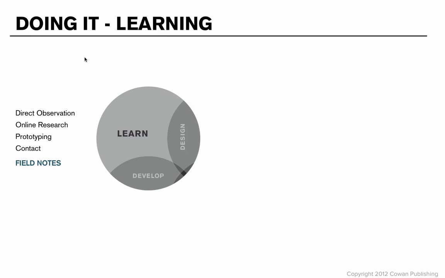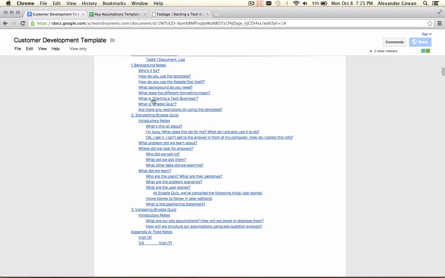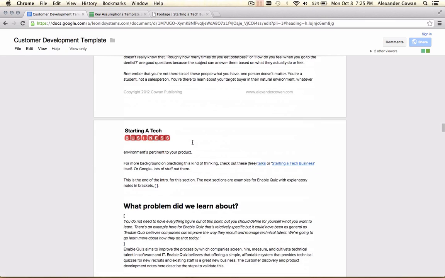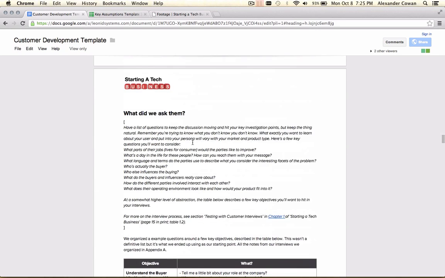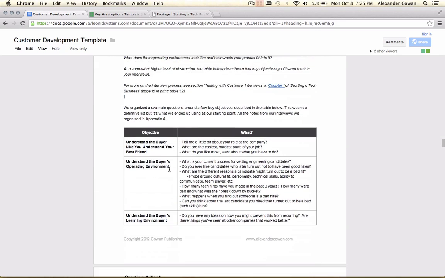On learning, we've talked about the importance of direct observation of your users and recording that in field notes. How do you actually get those field notes? Well, if we go to storytelling here, the introduction describes why this is important and how to do it, and this section here, what did we ask them, has a list of sample interview questions that Enable Quiz use.